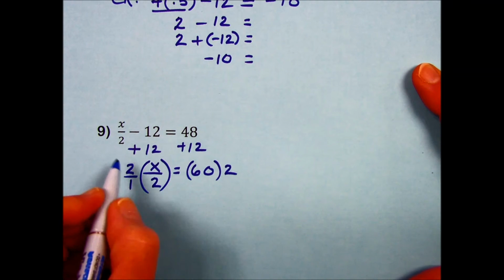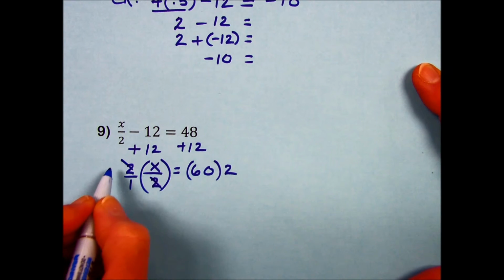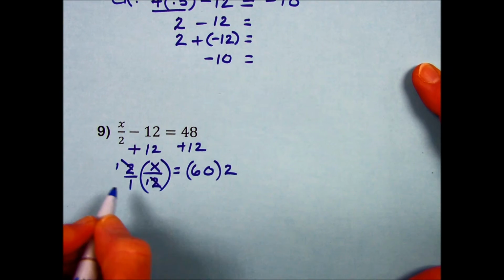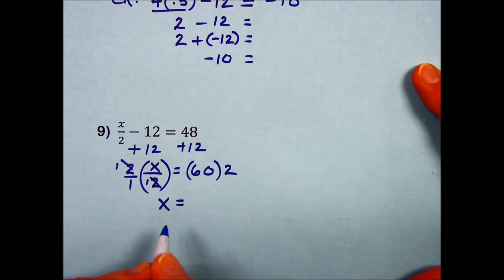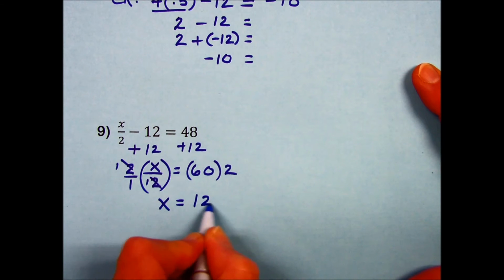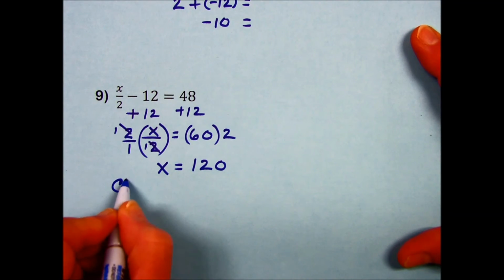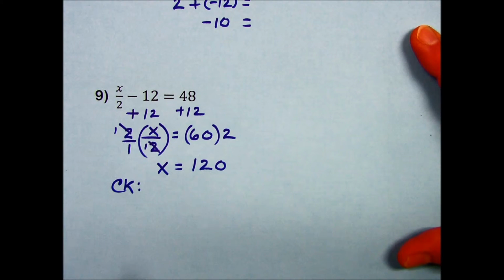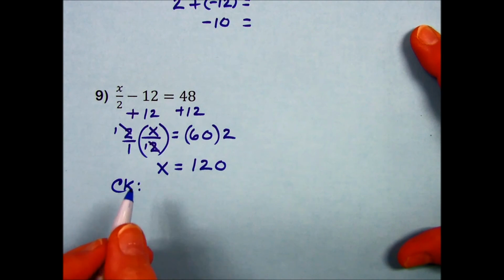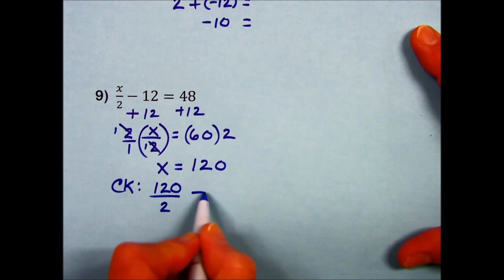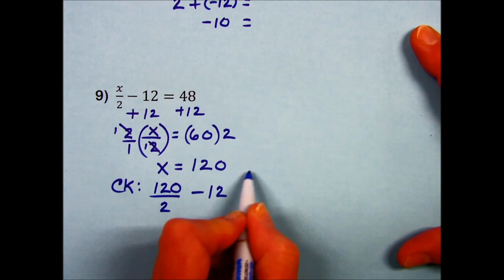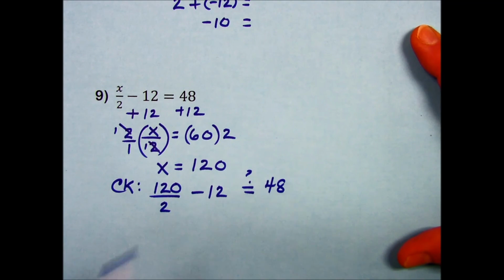This 2 over 1 cancels out the 2 in the denominator, leaving us with a 1. x times 1 is x, and 60 times 2 is 120. Checking to see if the solution is correct, replacing the variable with the value we found, 120 over 2 minus 12, does it equal 48?